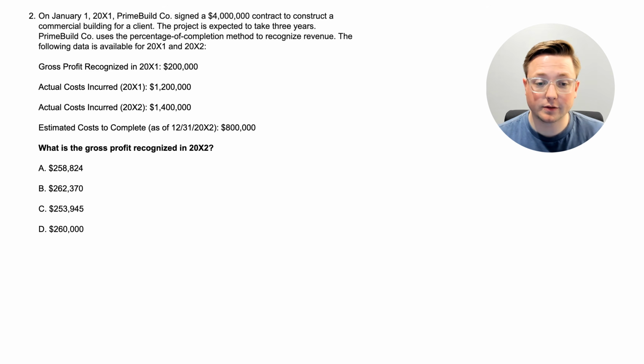So with all that information, we have to figure out what the gross profit is that is going to be recognized in 20X2. So if you've never dealt with the percentage of completion method, then you might not really know how this works. It's not too difficult once you know the steps. If you know how to do this, or if you have an idea, pause the video and come back when you're ready.